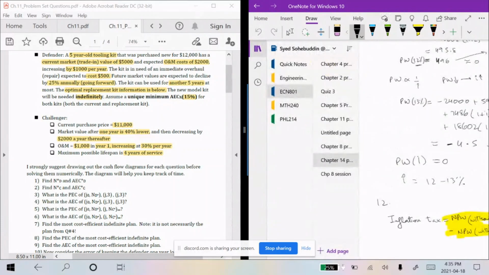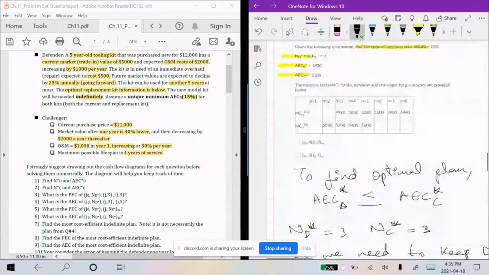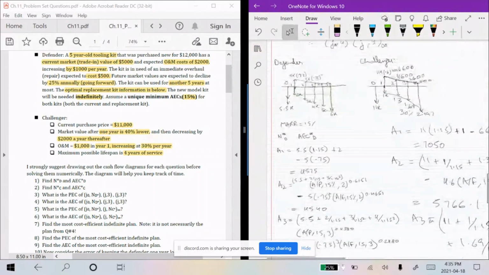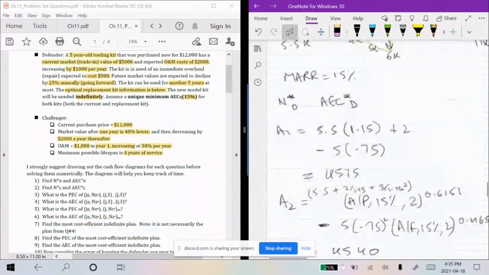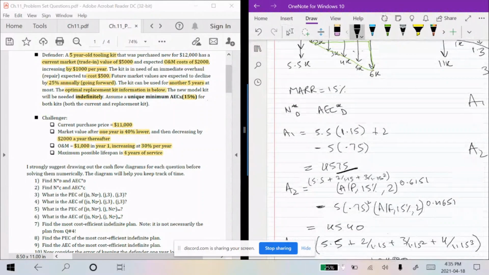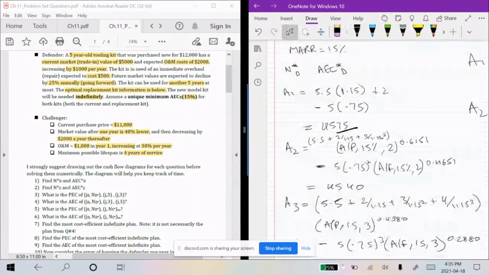This is chapter 11, the quiz. This is what I did for A1. You do this, you get 4575 for A1. That's what we got just now. Similarly, you do what I just wrote: 0.5 plus 2 divided by 1.15 plus 3 divided by 1.15 square. Then you annualize that, take the salvage value, annualize that, and you get 4540.